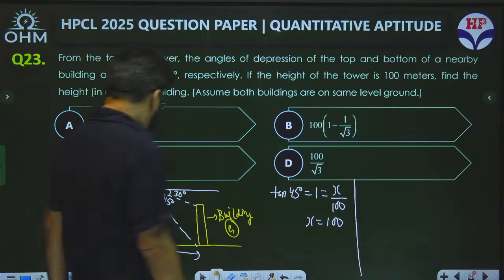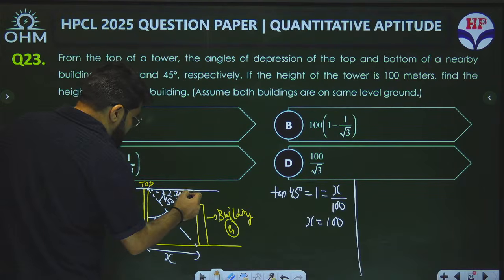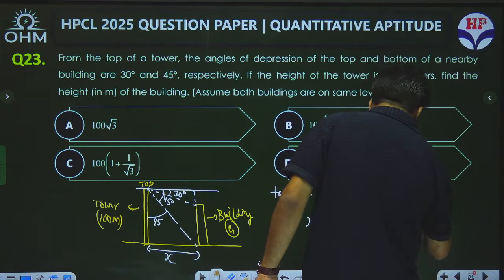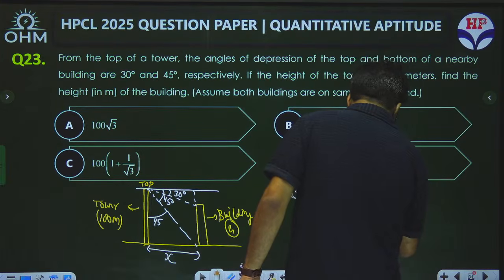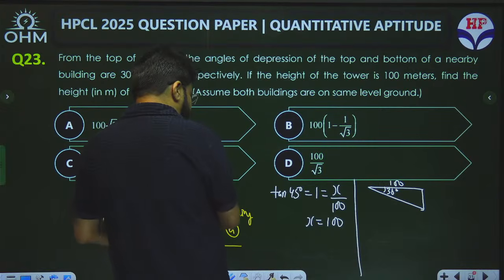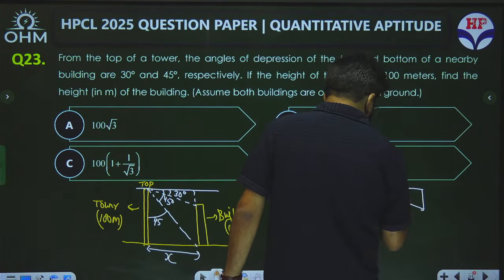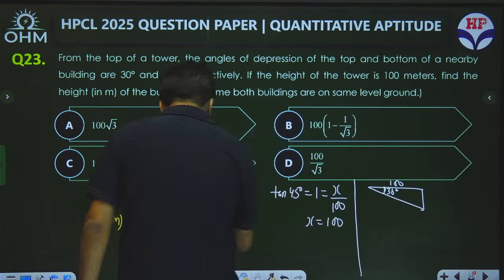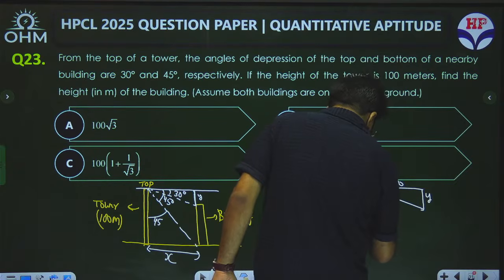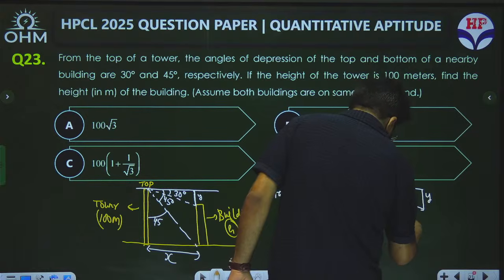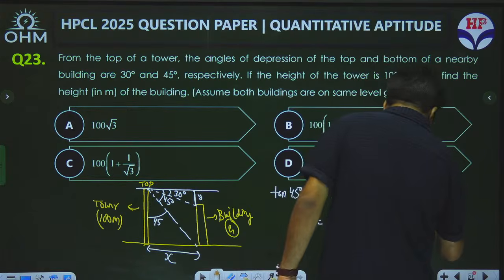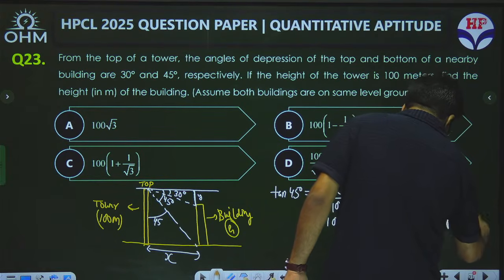Now let's take the top triangle, the one with the 30° angle. This is 30°, and this is 100, the distance between the tower and the building. So I can find out this value. Suppose this is some value y. Again I will write tan theta: tan 30°, which is 1 by root 3, is the opposite side divided by the base, y upon 100. So what is the value of y? You get y as 100 divided by root 3.